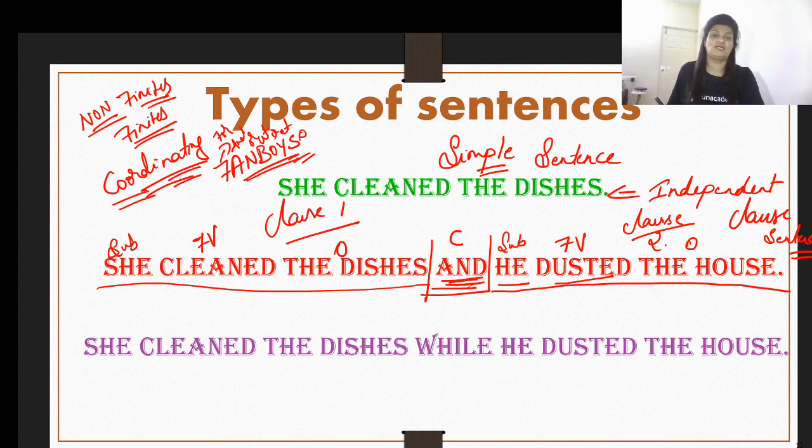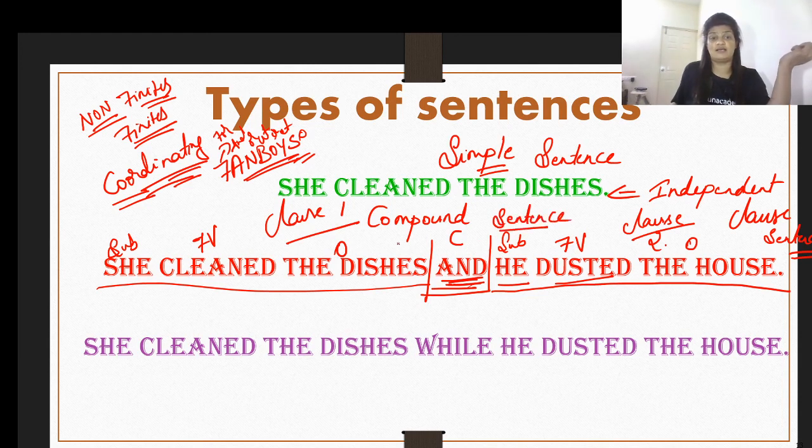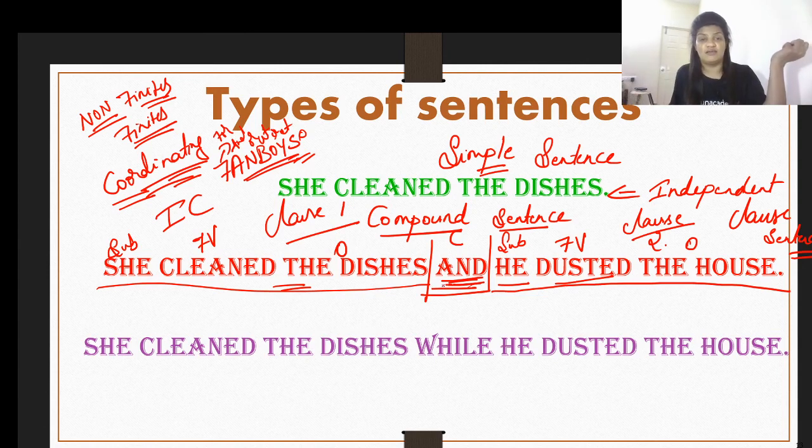So what do we call these types of sentences when two clauses are combined by coordinating conjunctions? These types of sentences are called compound sentences. So what are compound sentences? Compound sentences are those where we have two independent clauses where both the clauses are combined by coordinating conjunctions. All right, remember that. So these are our compound sentences.